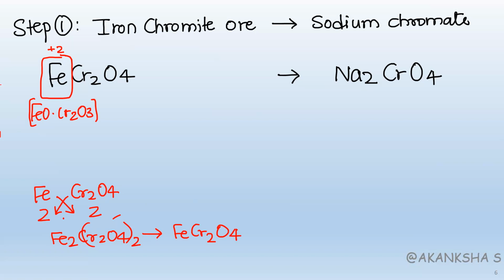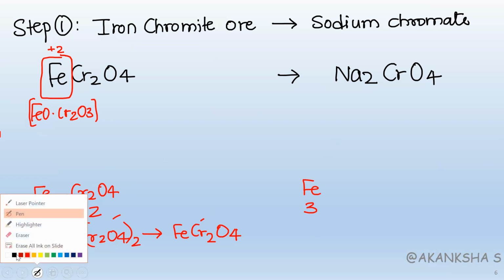What I want you to remember, iron is undergoing an oxidation reaction, meaning initially it was what? It was +2 on the reactant side. Now, on the product side, it is bound to lose an electron and shift its charge to a higher number. So iron becomes +3.